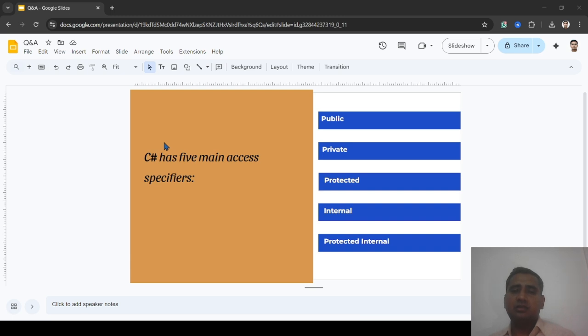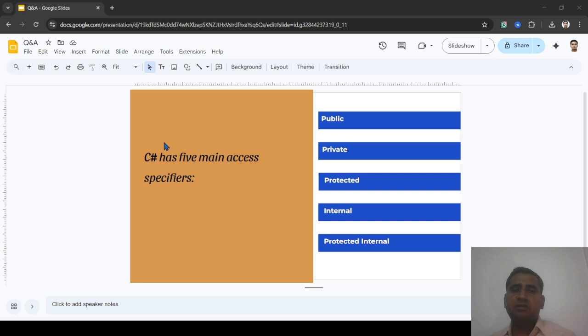Now the next is internal. The internal access specifier specifies that the member can be accessed within the assembly. Code in another assembly cannot access it. So with internal, we can clearly remember that access is limited to the same assembly only, not outside the assembly, irrespective of any other relations. So that's internal.